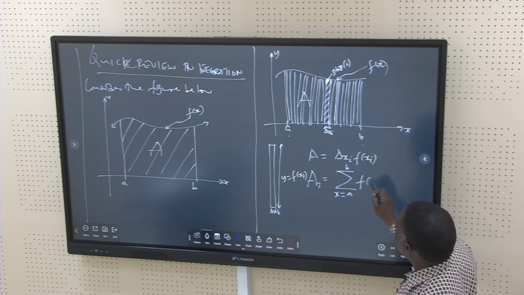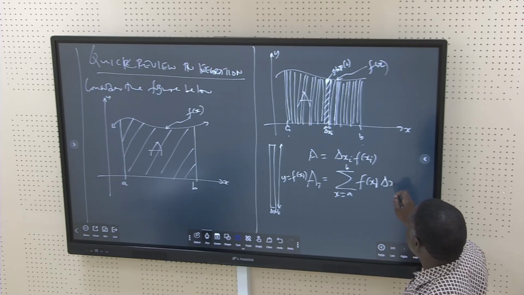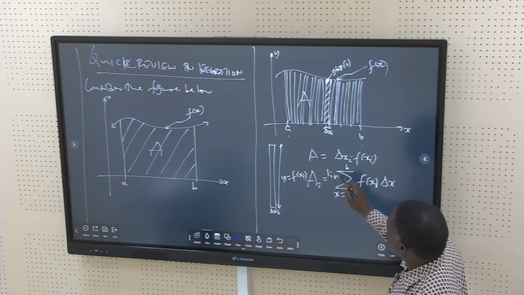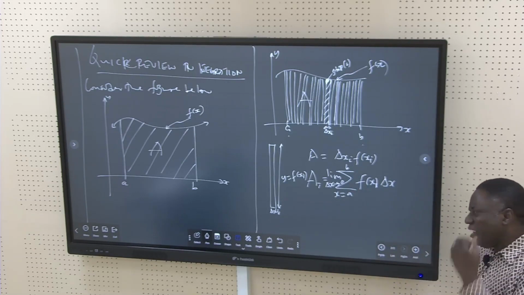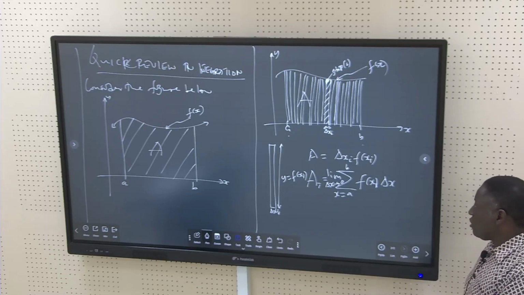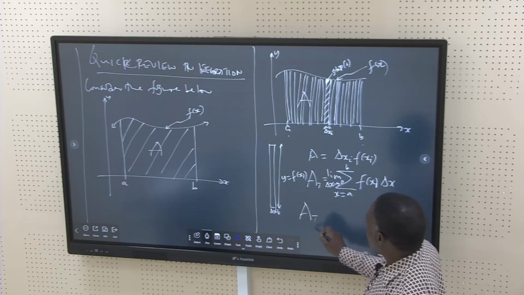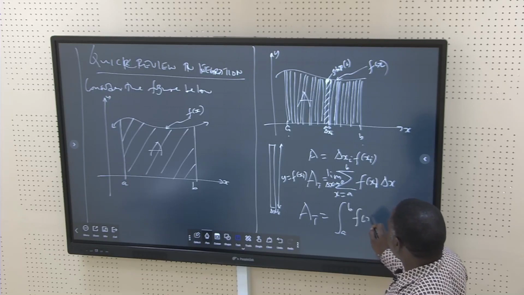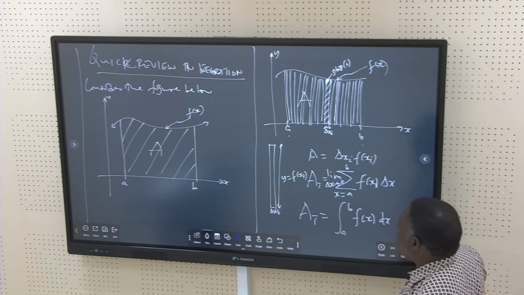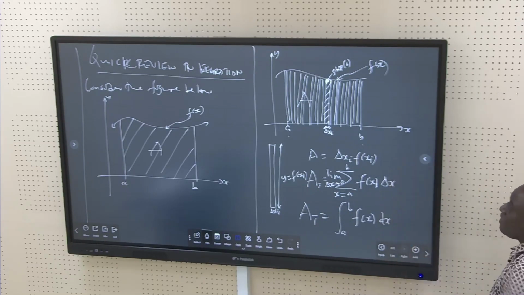When we multiply now f of x, we multiply by delta x. But the limit here, delta x is approaching 0. The limit is delta x approaches 0. That is, delta x is very, very small, approaching 0. So in turn, this becomes the integral from A to B of f of x with respect to x. So this is how we can evaluate the area under the region A.